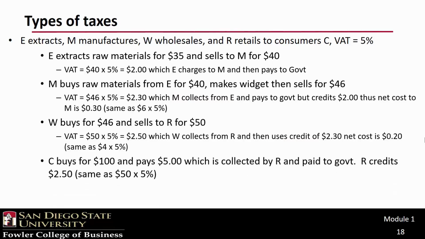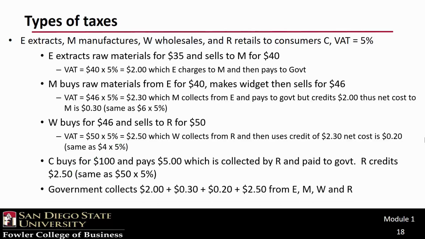In the final step, the retailer sells to the consumer and collects VAT on the entire sales price and is eligible for a similar credit for VAT paid. Ultimately, through a series of VAT charges and credits, the consumer bears the entire VAT cost.